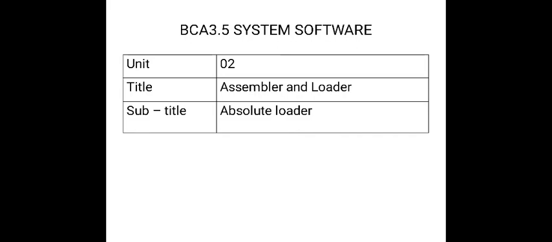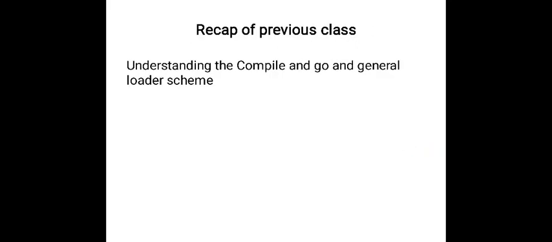In our today's online class we'll discuss another scheme we follow in our loader, that is called the absolute loader. Before learning what an absolute loader is, let us have a short recap of the previous class. In the previous class, we understood the two different schemes of loader, that is compile and go and the general loader scheme. We also understood the demerits of compile and go and why we need to move to the general loader scheme. With this recap, let us move on to today's class.